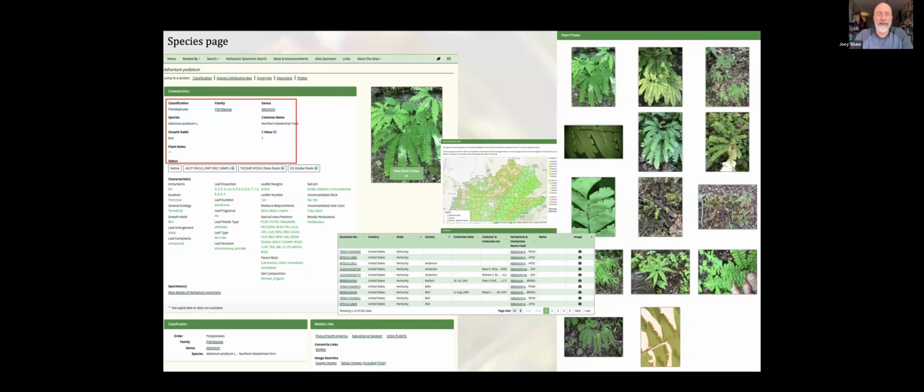To the right, you see live plant images, and to the right of that, you can see the atlas distribution for our two states. Underneath that atlas distribution is a table of the herbarium specimens actually responsible for generating that. So if you see a county that doesn't seem right to you, you can go look that up, click the link, and look at the specimen to verify whether or not you think it's correctly identified.